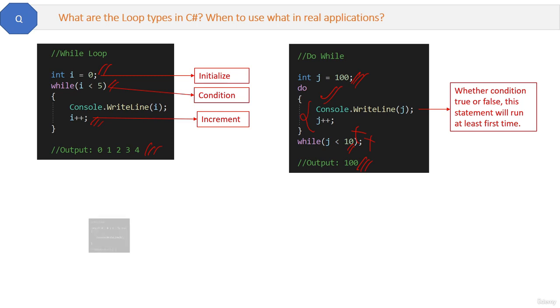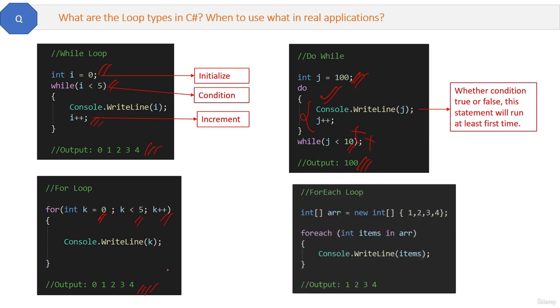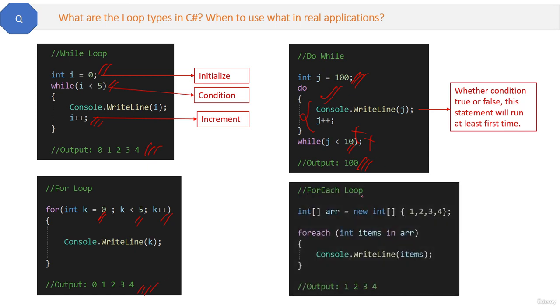Next is the for loop, very useful loop for developers. Here you will do the initialization, condition and increment in one line only. This is better than while loop as the number of lines of code is lesser here. It will keep printing until the condition is true, and here is the output. Last one is a very important loop and we call it foreach loop.